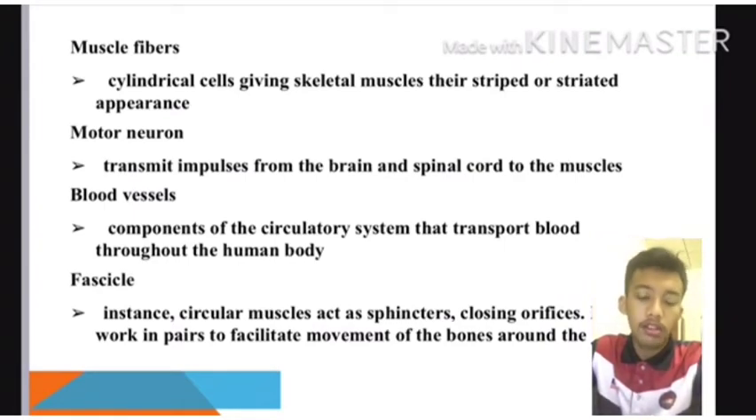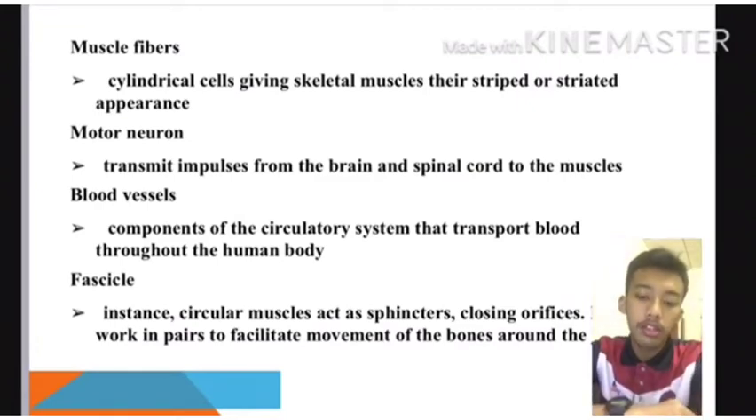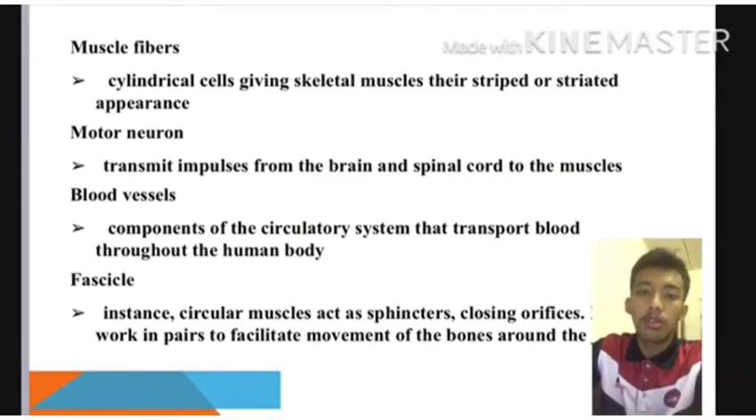Okay, the characteristics of skeletal muscle: it is long and has cylindrical fibers. It is also unbranched and striated, and has multiple peripheral nuclei, and it is attached by tendons to bones. As for the junction between fibers, there is no junction between fibers. So that's all from me.